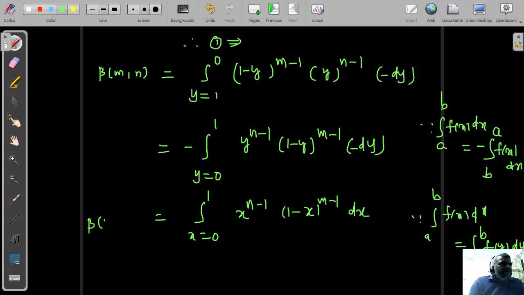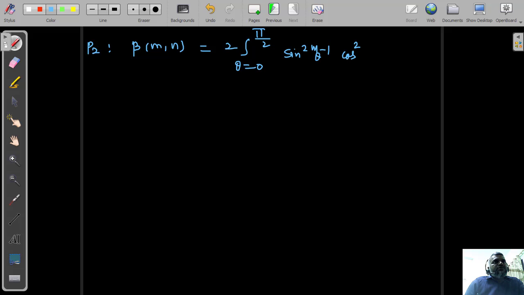So beta of m comma n, the result will remain the same, equal to the LHS beta of m comma n. Now in my RHS, the power of x is n minus 1, but the definition says m minus 1. Multiplied by 1 minus x power, with the constants interchanged, this gives beta of n comma m, which means in place of m, n is there, and in place of n, m is there. So beta of m comma n equals beta of n comma m. So the symmetric property is proved. This is called property 1, the symmetric property.